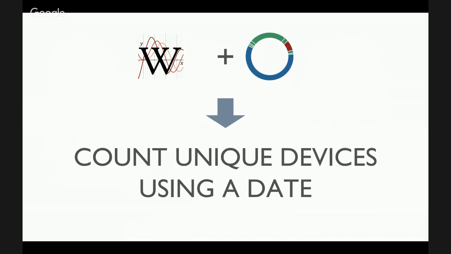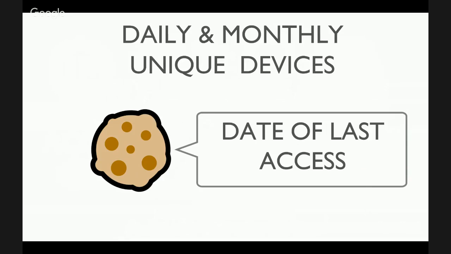So that's where our research team and analytics team worked on this together and came up with this idea that we'll count unique devices and we'll just use a date. And if that makes you go, what? I hope to demystify. So the idea is that they decided that it would be possible to count daily and monthly aggregate unique device counts using a cookie that would basically carry the date of last access when you last accessed a specific website. It could be English Wikipedia mobile or English Wikipedia desktop or Arabic Wikipedia or any of those, but per domain.